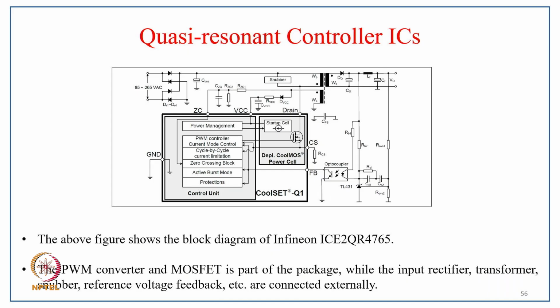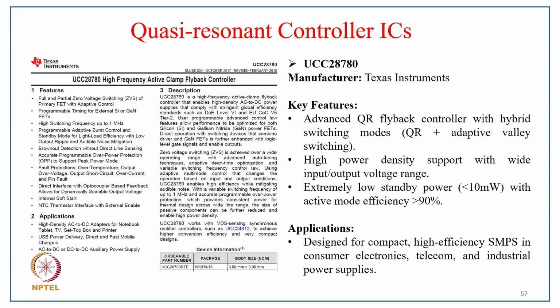And this is typically the internal detail of the total circuit, how it really works, with the input supply, the rectifier, then the capacitor, and then the flyback converter at the output, typically the regulator with the isolation and all. The above figure shows the block diagram of the Infineon ICE2QR4765. The PWM converter and MOSFET are part of the package, while the input rectifier, transformer, reference, feedback voltage, etc. are connected externally, as you can see in the circuit.